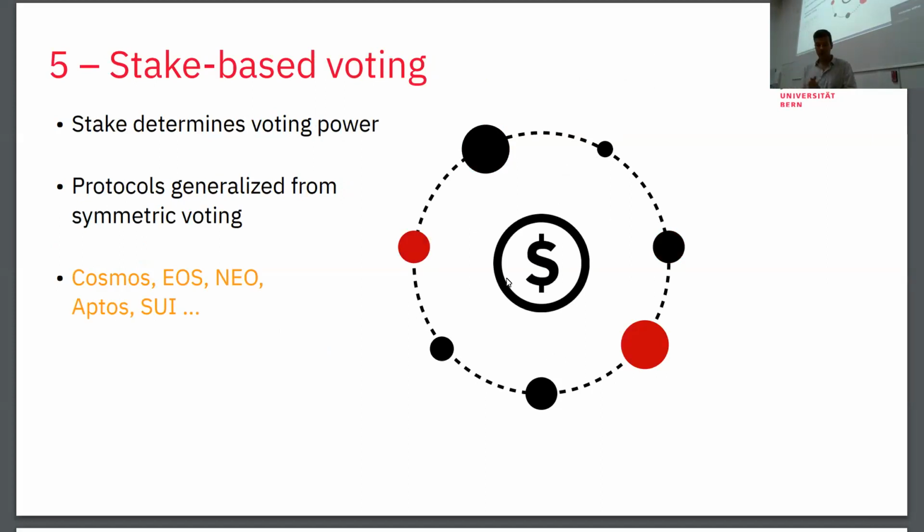A fourth model now would be stake. What is stake? In blockchain space, we have tokens. We have the system, the nodes that participate in the network.